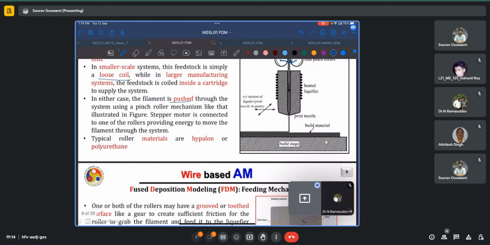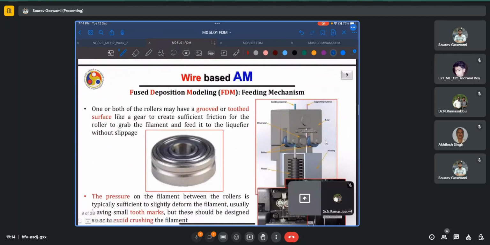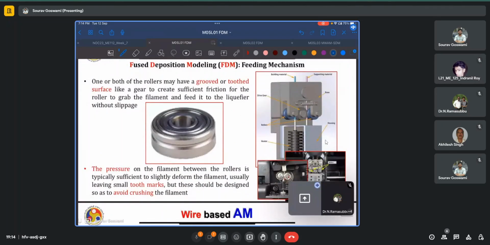Often the roller materials are Hypalon or polyurethane when we are using FDM. For other wire-based AM processes such as DED, the rollers are made of metals and alloys such as case hardened steel. Since the filament is passed between the rollers, an increased surface area of contact helps in better gripping and more precise extrusion of the filament material. To increase this surface area of contact, often grooves or toothed surfaces are created on both the gears.